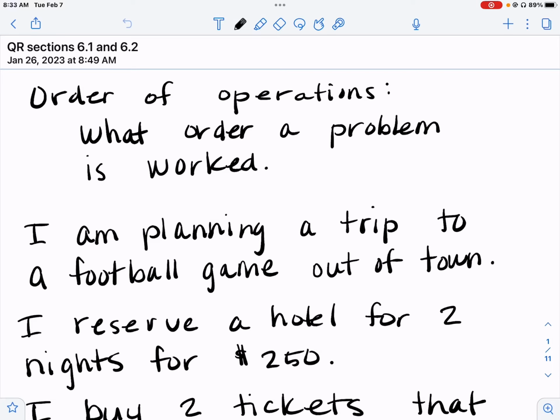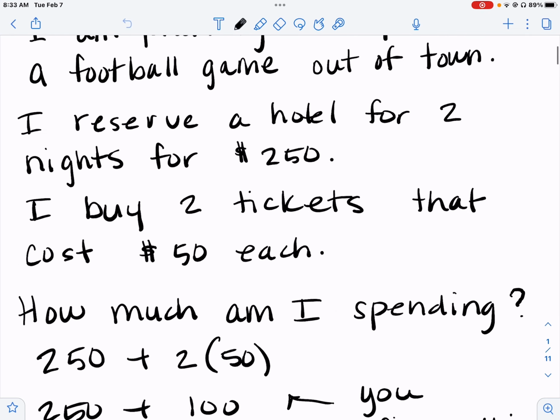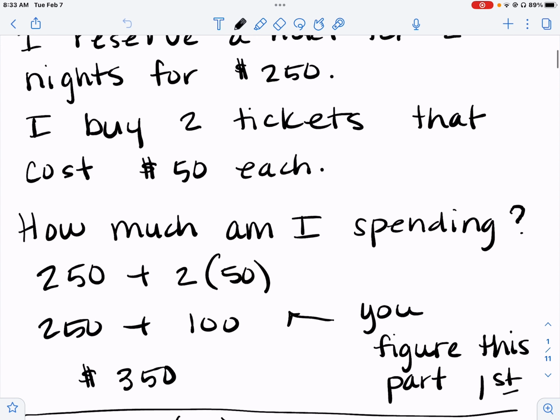Section 6.1 and 6.2. First, let's review the order of operations. That's what order a problem is worked. I am planning a trip to a football game out of town. I reserve a hotel for 2 nights for $250. I buy 2 tickets that cost $50 each. How much am I spending?